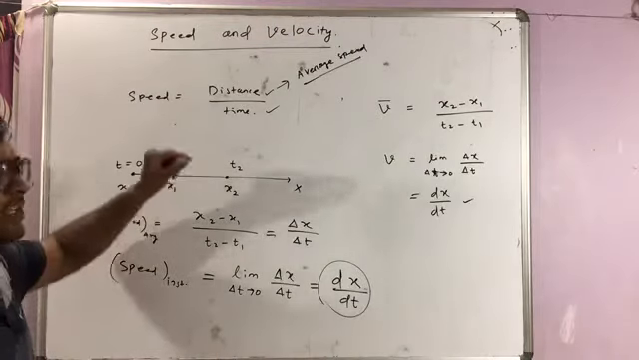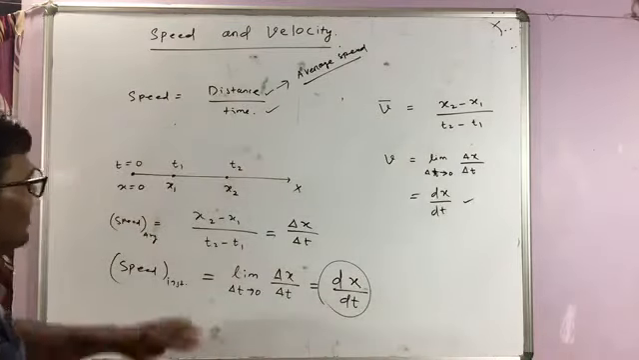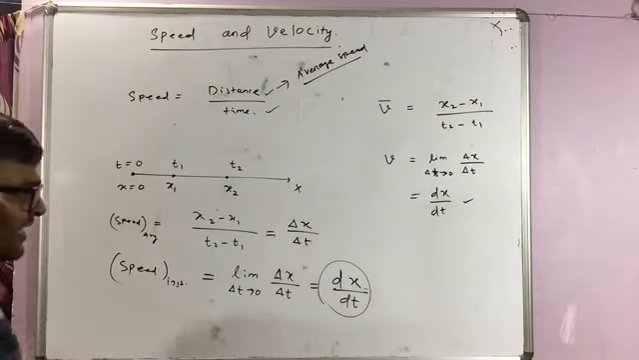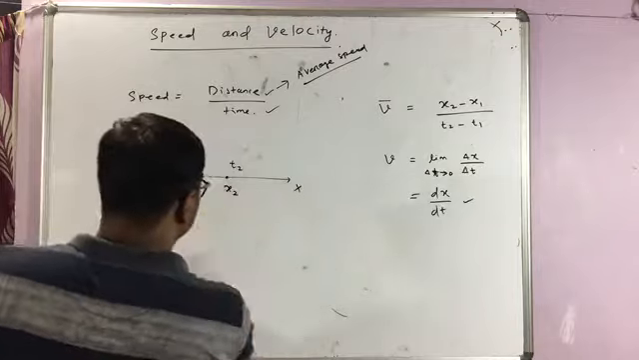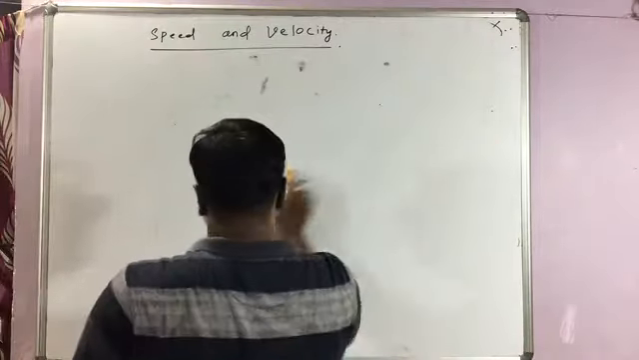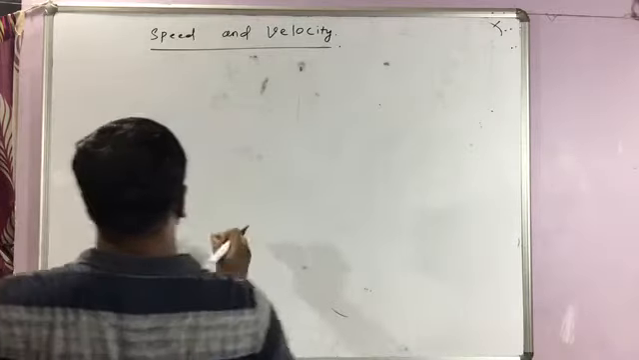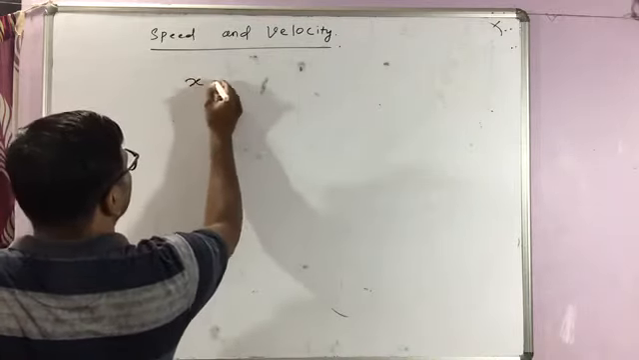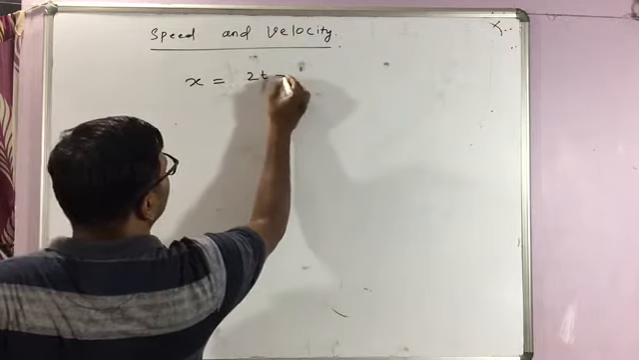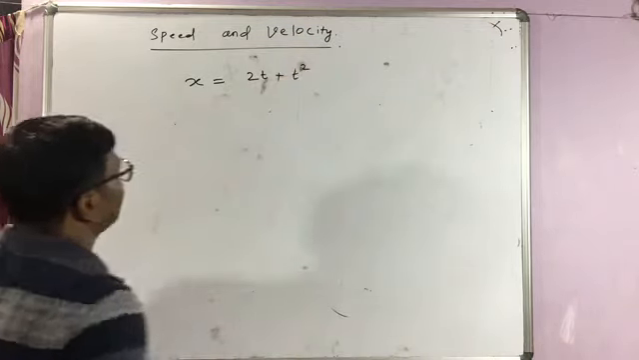Got? So let me solve one question related to this. It will be very clear how to find the average speed and instantaneous speed. Suppose you are given a function of x with time, meaning the position of an object changes with time according to this equation. Let's say x is equal to 2t plus t square.